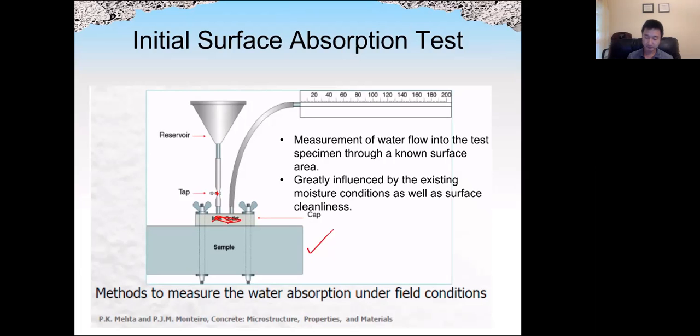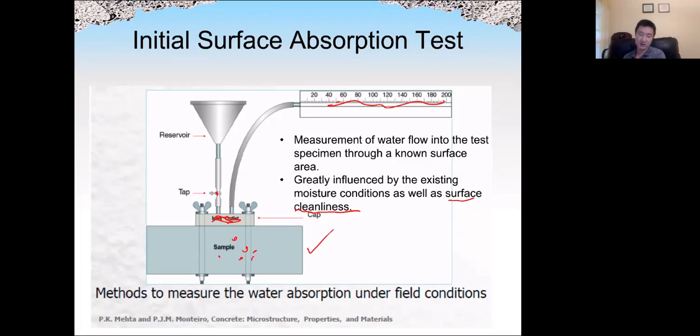The test is affected by moisture condition, how much water is inside the concrete, and also the cleanness of the surface. We can use this method to measure the water absorption under field condition. So we can measure how much water is absorbed by the concrete.